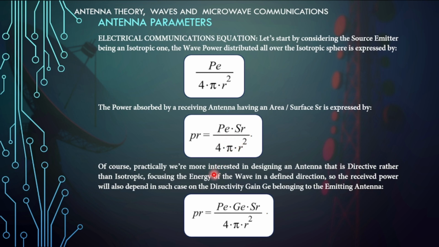Of course, practically, we are more interested in designing an antenna that is directed rather than isotropic, focusing the energy of the wave in a defined direction, so that the received power will also depend in such a case on the directivity gain GE belonging to the emitting antenna. Hence, the equation of the received power is PR equal to PE, emitted power, times GE, the directivity gain of the transmitter, times the surface of the receptor divided by 4 pi r squared.